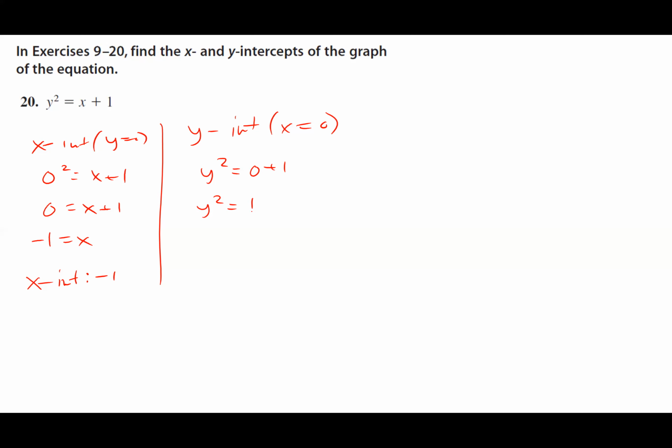Anybody, what did you guys do here? Noah? Took the square root of both sides. Awesome. And if we do that, we put plus and minus here. We get plus or minus 1. How fun. This guy has 2 intercepts. So how about the y-intercept? Plus or minus 1 this time. Are we good?